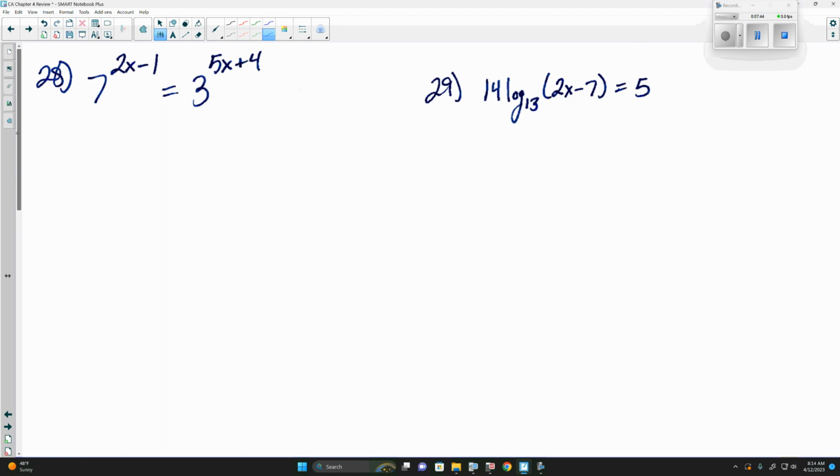Now 29 is a little bit nicer than 28, because the first thing we need to do is get the logarithm by itself. So the first thing we can do in getting the logarithm by itself is divide both sides by 14, telling us that we have log base 13 of 2x minus 7 is equal to 5/14.